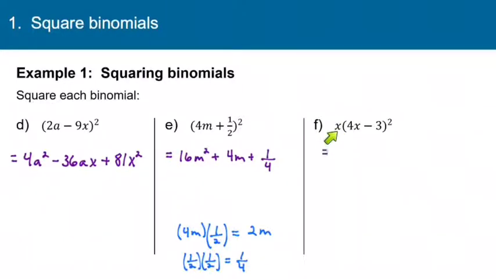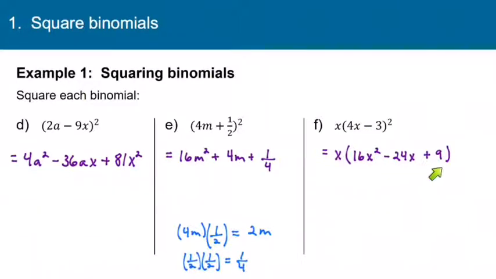So I'm just going to keep the x here, and then I'll put a pair of parentheses and work out this 4x minus 3 squared. So we know that 4x times itself would be 16x squared. For the middle term, we'd say negative 3 times 4x is negative 12x, and then multiply that by 2, and we'd get negative 24x. And then for last times last, negative 3 times itself would be positive 9.